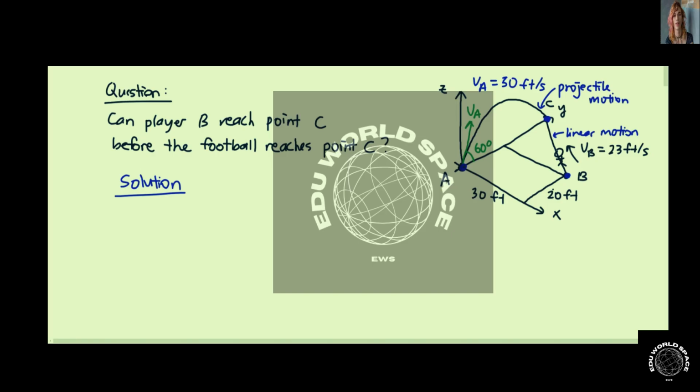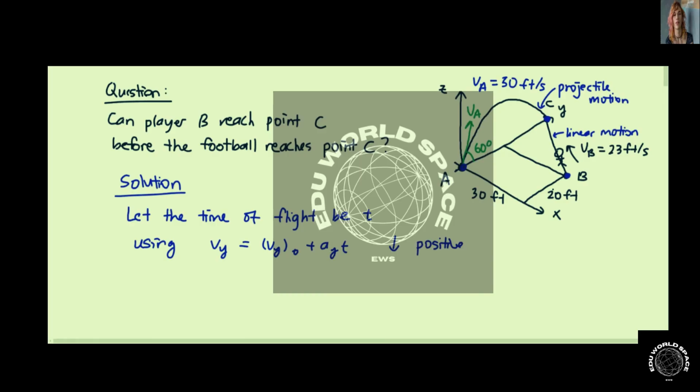Let the time of flight be t. We'll be using Vy final equals Vy initial plus Ay t. I'm going to take downward to be positive.